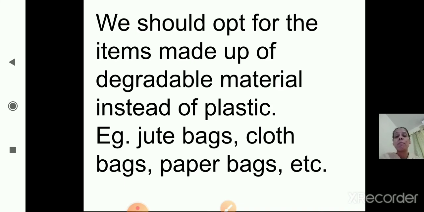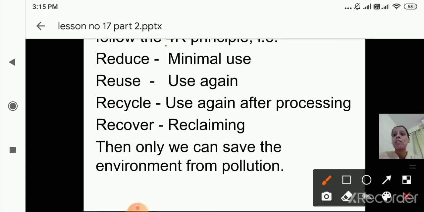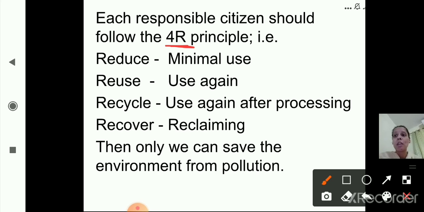So this is about the man-made material plastic. Now, each responsible citizen should follow the 4R principle. Now, which are these 4R principles that we will see? 4R means reduce, reuse, recycle and recover. So, we should follow this 4R principle.